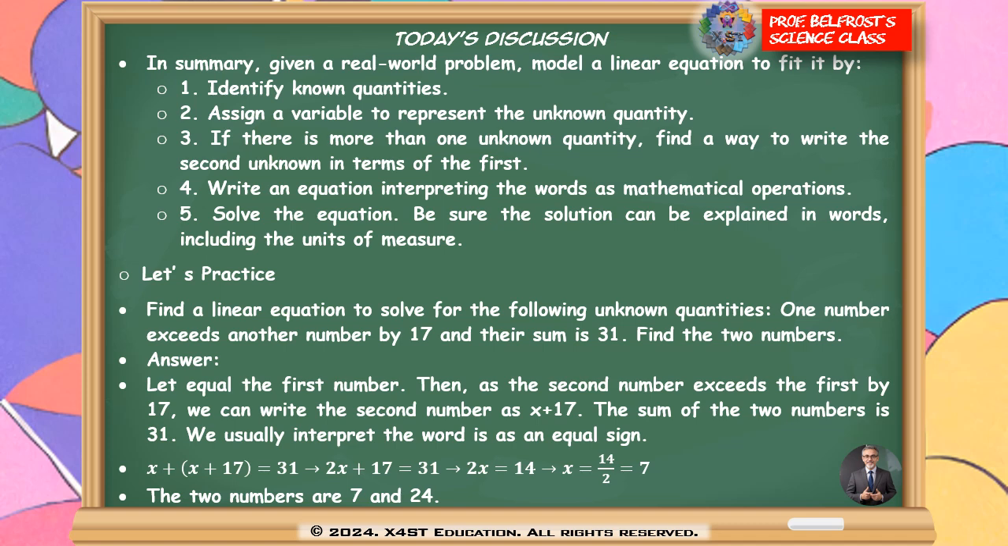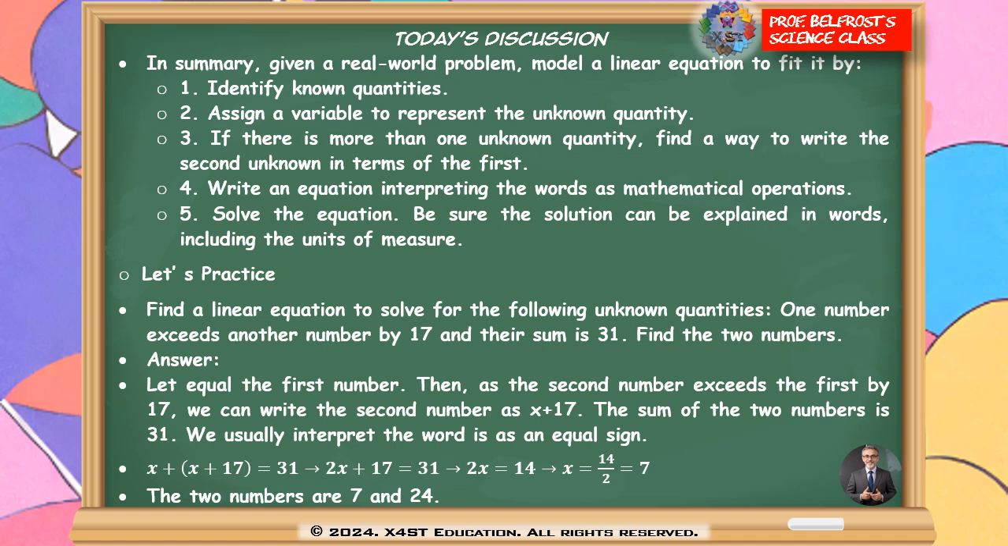Okay, here's an example for you. Find a linear equation to solve for the following unknown quantities. One number exceeds another number by 70 and their sum is 31. Find the two numbers. So here's how we need to solve.